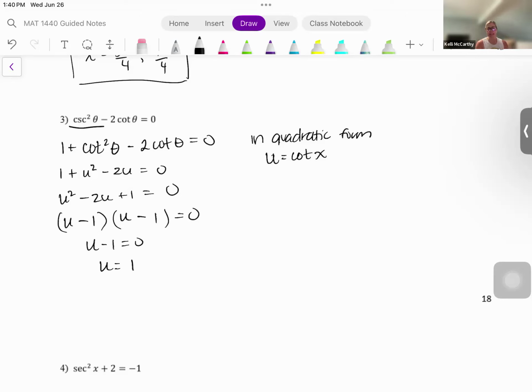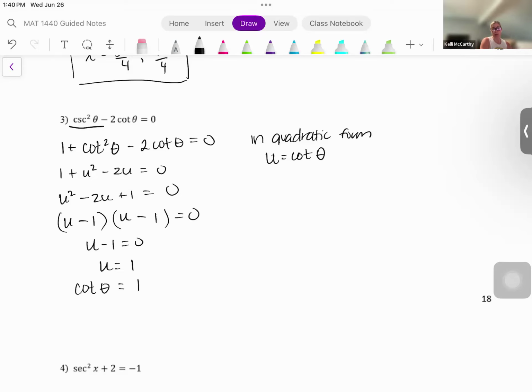Now, a common mistake is stopping here. But remember, if we look at our original equation, our variable wasn't U, it was theta. So now we need to back substitute. U, we said, was cotangent of theta. I misidentified, this should be theta over here. Make sure you're using the same variable that's given in the original problem. So cotangent theta is equal to 1.